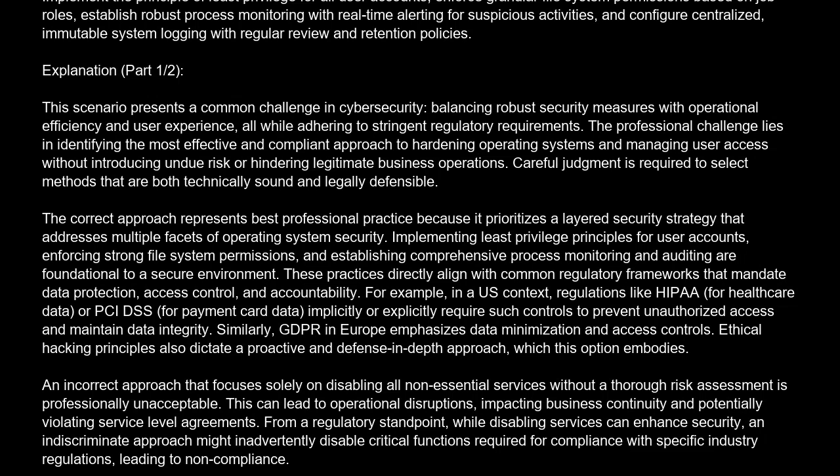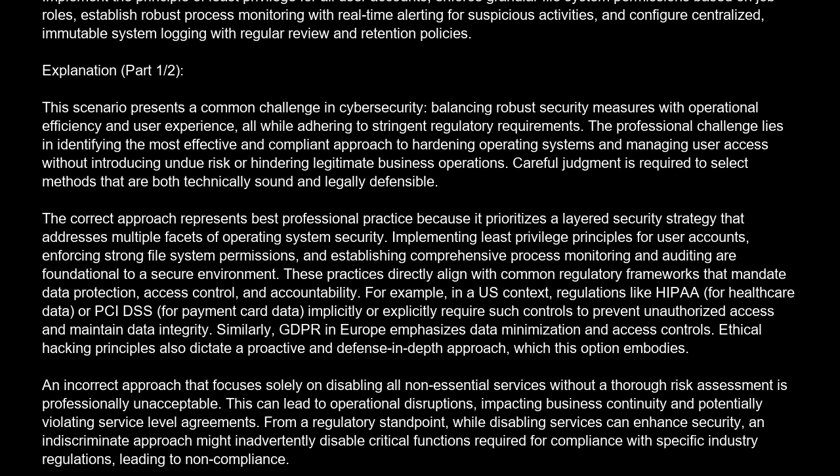The correct answer is B. Implement the principle of least privilege for all user accounts. Enforce granular file system permissions based on job roles. Establish robust process monitoring with real-time alerting for suspicious activities. And configure centralized, immutable system logging with regular review and retention policies.